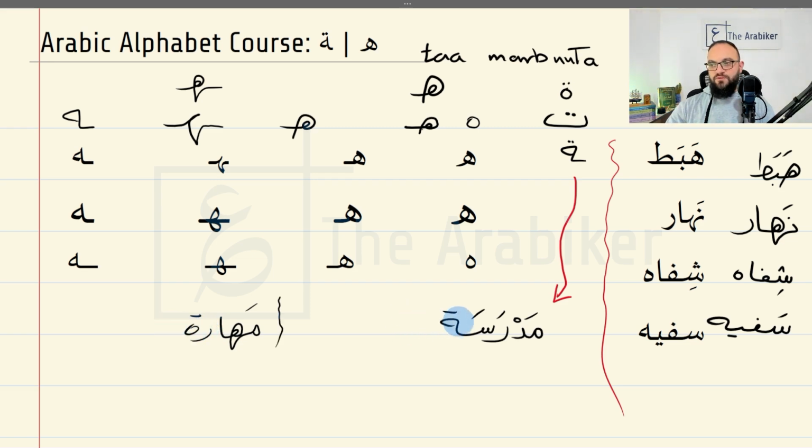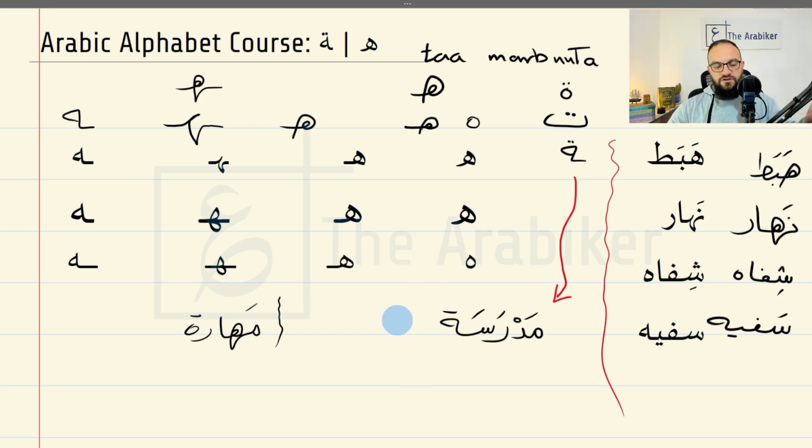Now, this ta marbuuTa will sound like a regular ta if we are giving a connected speech, for example, or emphasizing case ending, which we didn't cover yet. Pay attention that the ta marbuuTa here will sound like a ta if it's in a connected speech. We're not pausing there. For example, if there's a case ending like ta to t, it will retain its sound. Or, this is very important now, if we have a suffix, like to say my school.